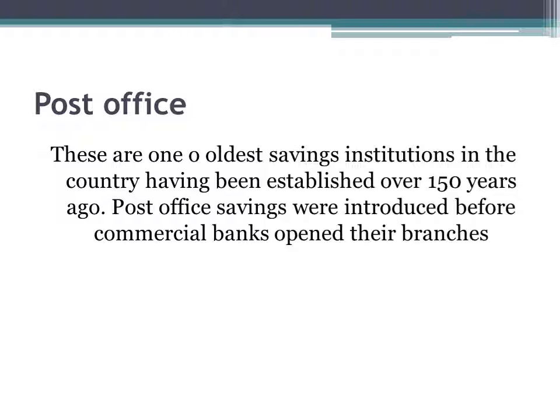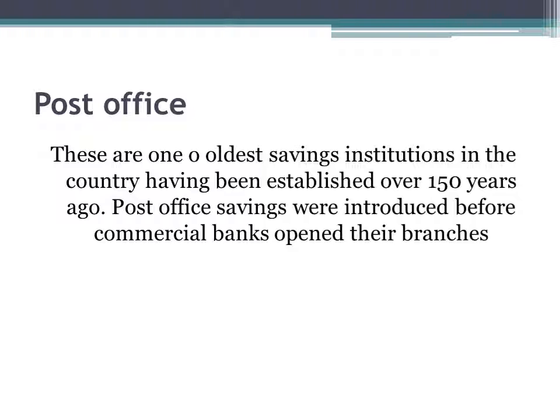So the next institution is the post office. It is a very old saving institution. It is one of the oldest saving institutions in the country, having been established over 150 years ago. So you'll have an idea of how old this institution is. 150 years ago, post office savings were introduced before commercial banks opened their branches. So before banks existed, the post office came into existence in order to help people save money.